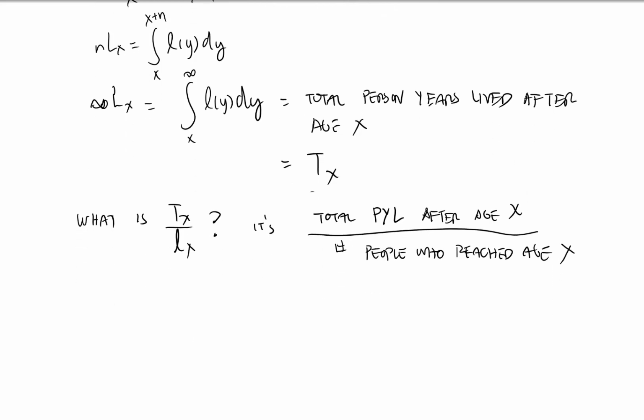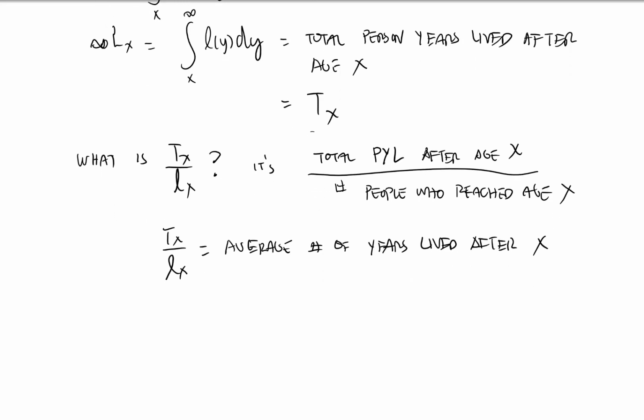So this thing is the average number of years lived after x. For each individual, that's the average number of person years lived after age x, so that's the average number of years lived for each person who reached age x. So that is the expectation of remaining life at age x, and we call that e sub x.